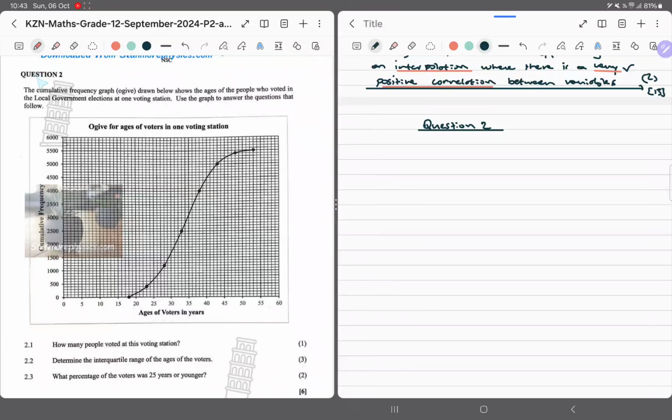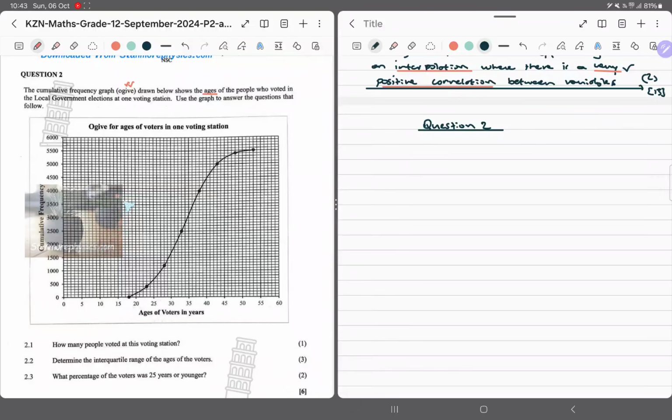Now, question 2 says the cumulative frequency graph, which is the ogive, drawn below, shows the ages of the people who voted in the local government elections at one voting station. Use the graph to answer the questions that follow.